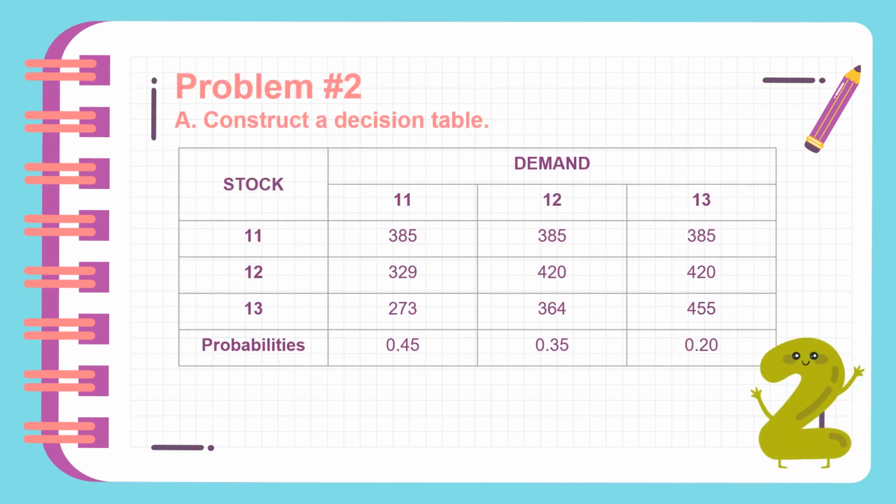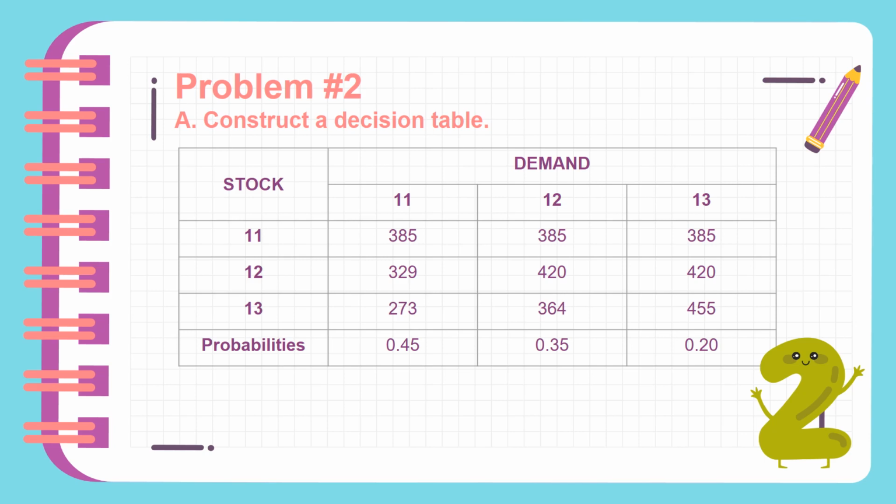Problem number two, letter A, was to construct a decision table. So how did we arrive at this table? For this, we have stock 11, 12, 13 cases. And then there are probabilities: for 11, 0.45, for 12, 0.35, for 13, 0.20. So there is the demand.